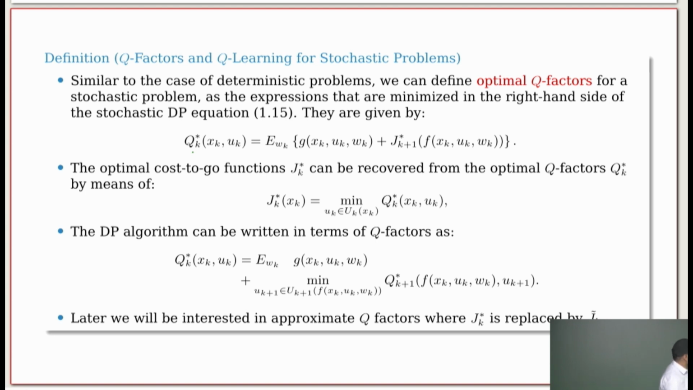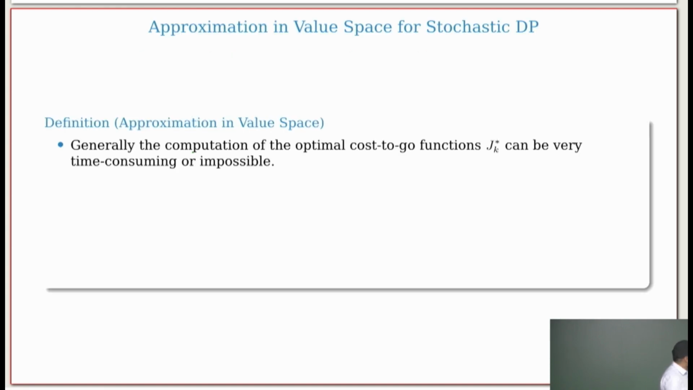The optimal cost to go functions Jk star can be recovered from the optimal Q factors, because the optimal cost can be found by minimizing the Q factors over the controls at the kth stage. That gives me the cost approximation at the kth state. The DP algorithm can be written in terms of the Q factors in the stochastic case as well. It is the same thing, so we can write this in terms of Q. Q will be the expectation of this plus the minima of the Q again. These notations will be useful when we go to the Q learning part later on. So we have just these remarks.